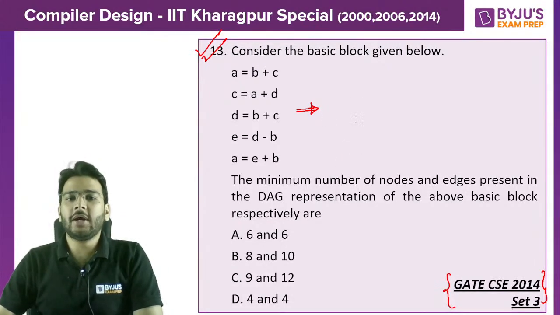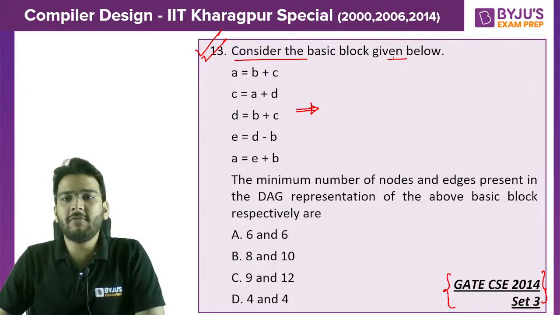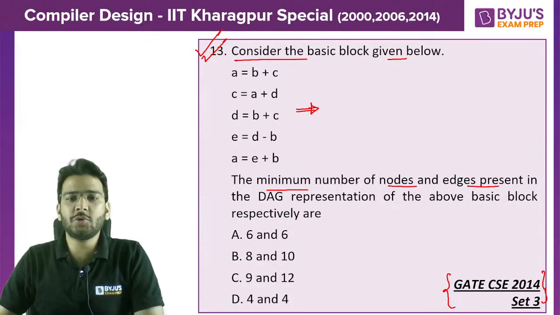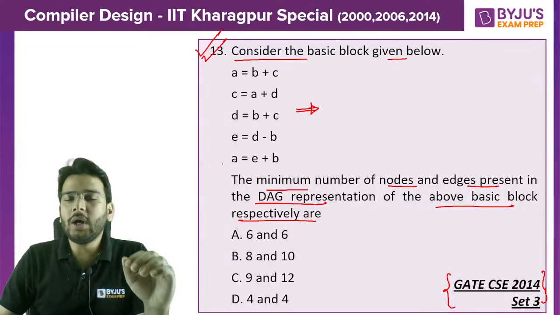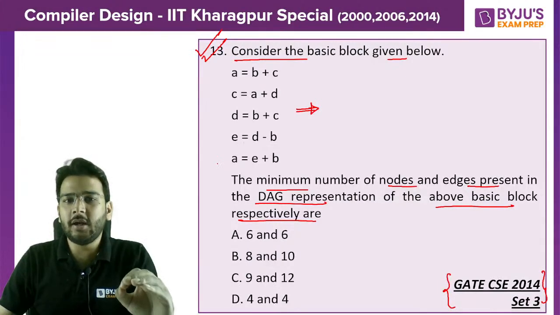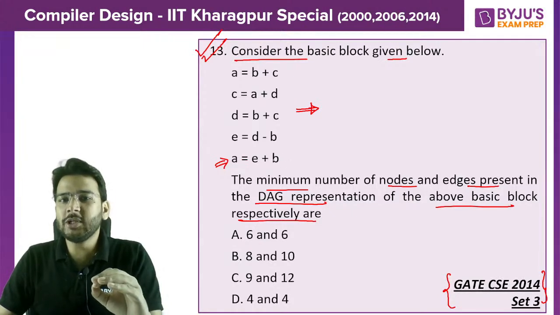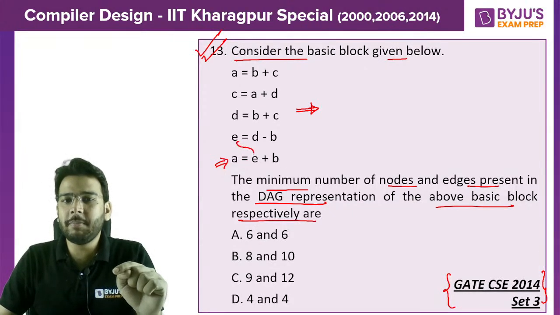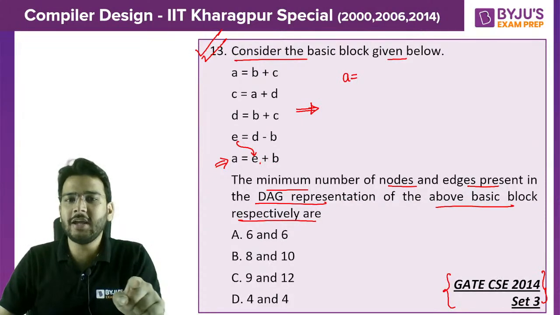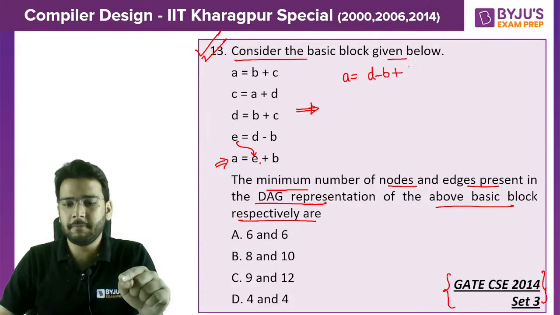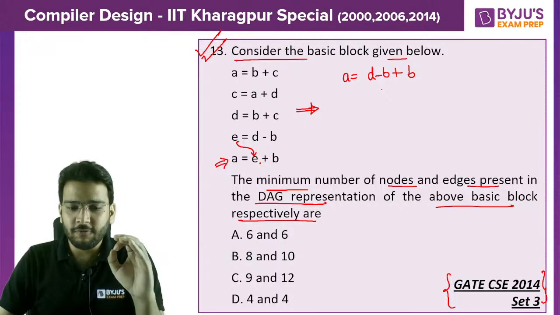So let's solve it now guys. Consider the basic block given below. The minimum number of nodes and edges present in the DAG representation of the above basic block respectively are. Now always see what we are calculating in the end. We are calculating A. So A is equal to E plus B. There is dependency on E. So can I write like this? So here I'm going to solve this. Can I write A is equal to, instead of E, D minus B plus B? Yes or no? Yes, we have to simplify.